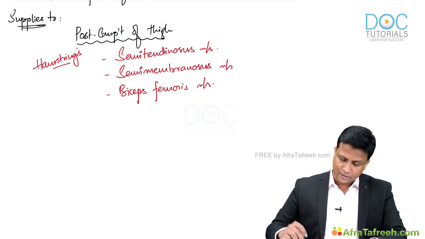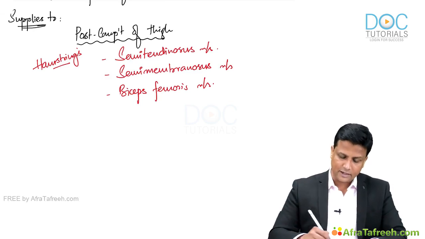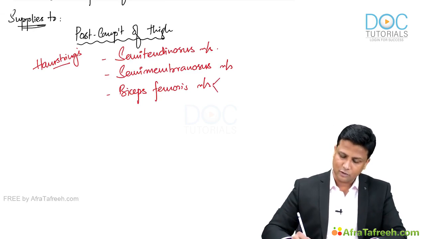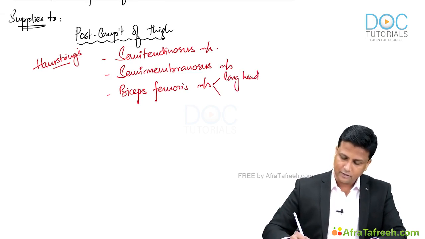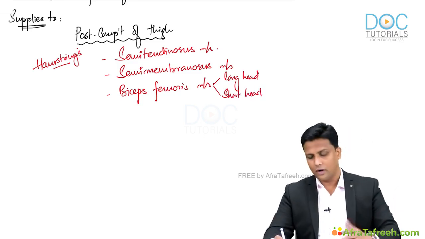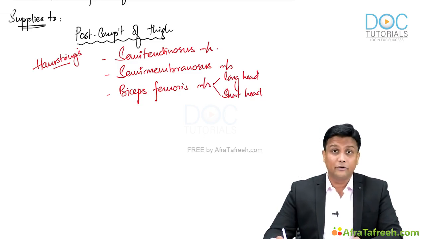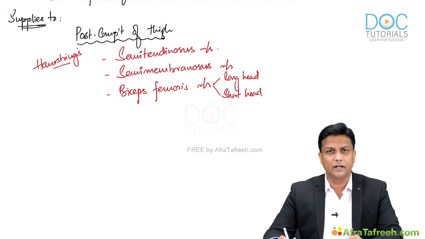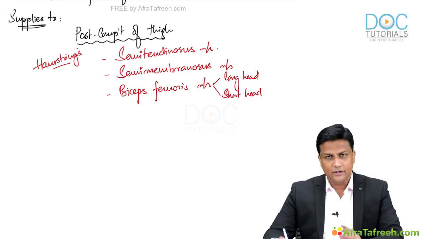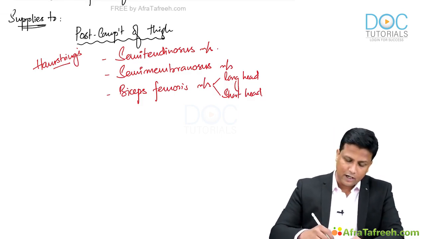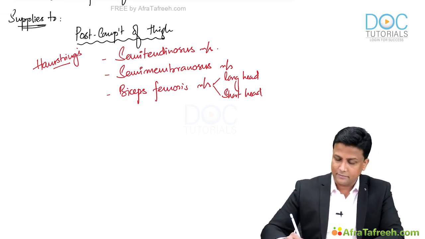Now in the posterior compartment of thigh, you'll be having biceps femoris, and biceps femoris means it will be having two heads. One will be the long head of biceps, and another one will be the short head of biceps. But remember, even though it is present in the posterior compartment of thigh, both of them are not supplied by tibial nerve. Out of these two, only the long head is supplied by tibial nerve.